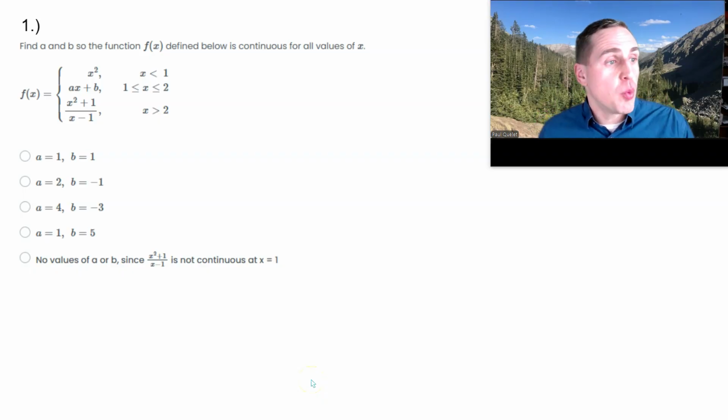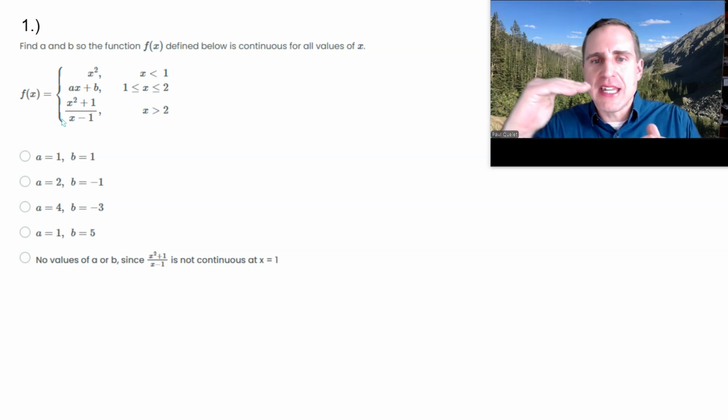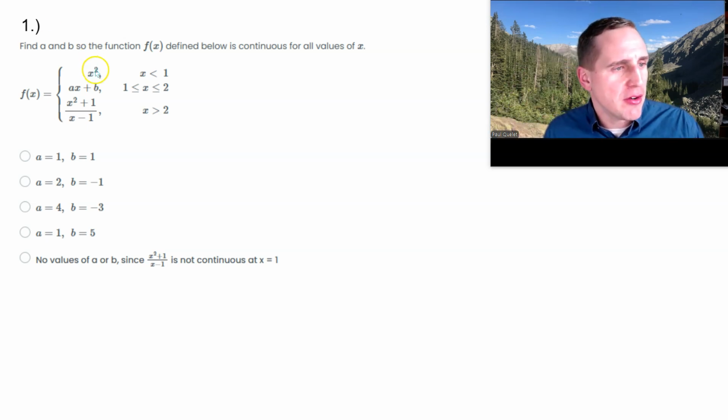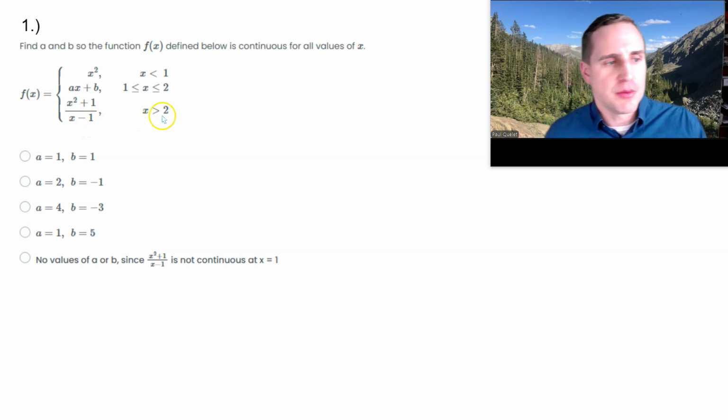Okay, so here's question 1. It says find a and b so the function f of x defined below is continuous for all values of x. Okay, so we've got f of x is equal to, and it's a piecewise defined function. In other words, it's split into 3 parts. So we have x squared for x less than 1. We have ax plus b for x between 1 and 2, inclusive of the endpoints, because we have 1 less than or equal to x less than or equal to 2. And then x squared plus 1 over x minus 1 for x greater than 2.